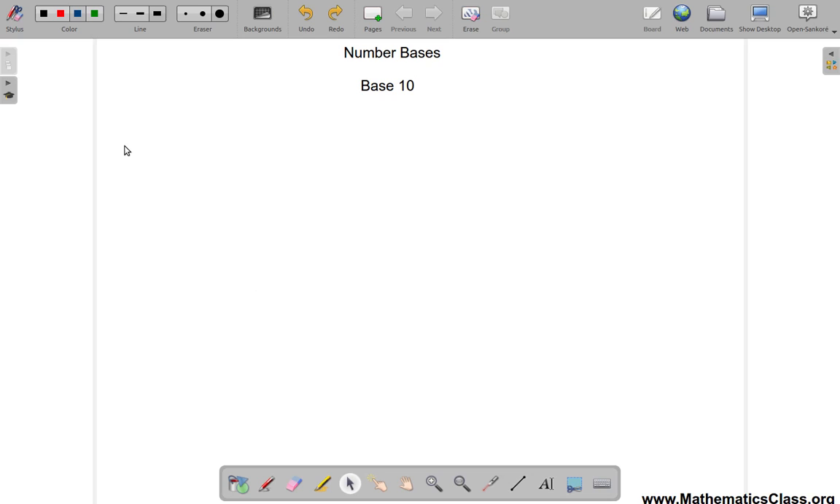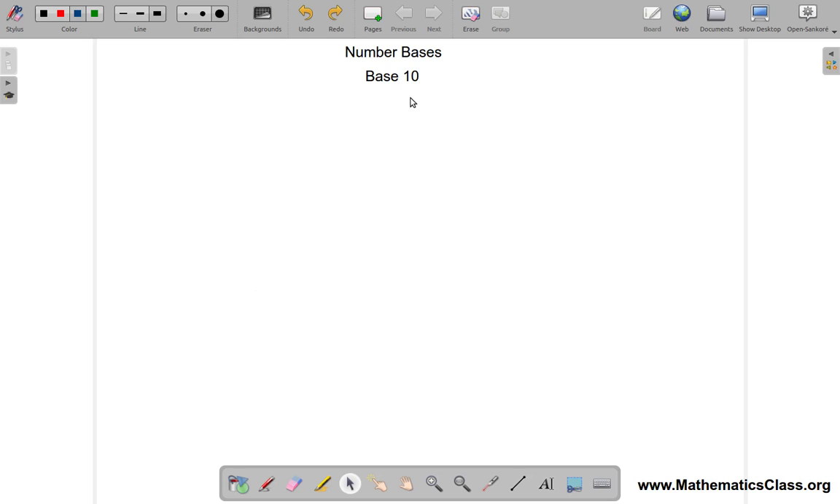Let's start looking at the topic number bases, and we're going to begin by examining base 10. Now, you can think of the base of a number as that number system that's used to represent the digits of the number when counting. We're going to examine this thing about number bases starting with base 10 and looking at some examples.